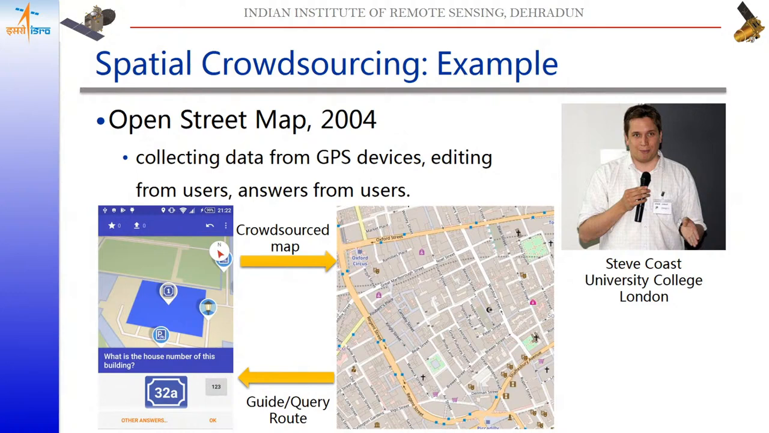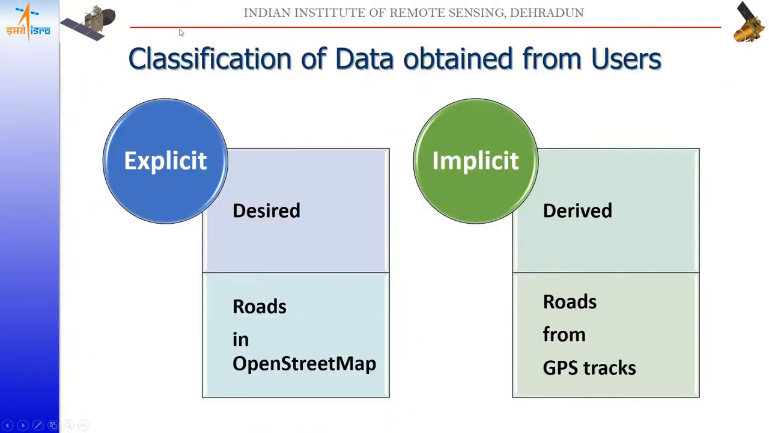Now, if we talk about the classification of the data obtained from the user, there are basically two types of data that we get in a crowdsourcing environment. One is the explicit information, for which your application has been designed, the desired thing. The other is called the implicit information, the derived information. Let us say the roads in OpenStreetMap are explicit, since the platform was designed to contribute road information. Whereas from a GPS track, we can derive road information.